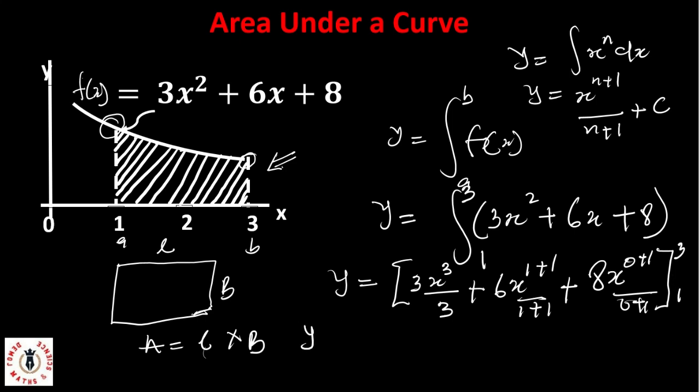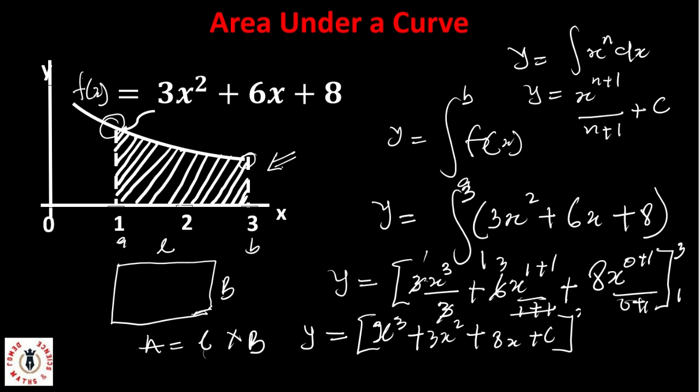So that my y obviously will be the same thing as x raised to power 3 plus, this is 2, 1 plus 1 is 2, 2 over 2 in 6, that's 3, that's 3x squared plus 8x plus c, ranging between 3 and 1. So that obviously my y value will be the same thing as, we're going to substitute the value of 3 for x.